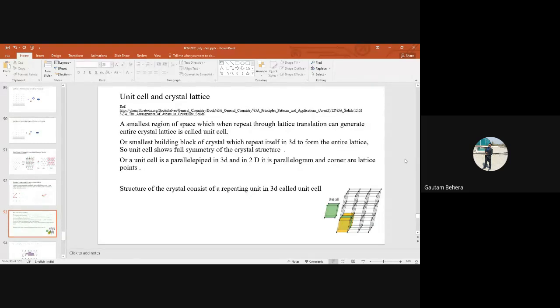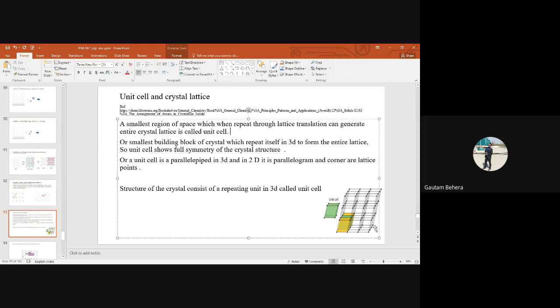Now, what is the unit cell and crystal lattice? So what is the unit cell? Unit cell is the smallest region of a space which, when repeated through lattice translation, can generate the entire crystal lattice or entire crystal or structure also, you can say, is called a unit cell. So unit cell is nothing but the particular region. So you can see this one.